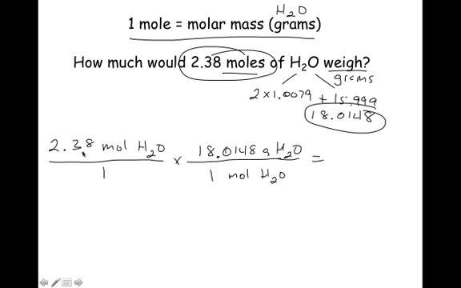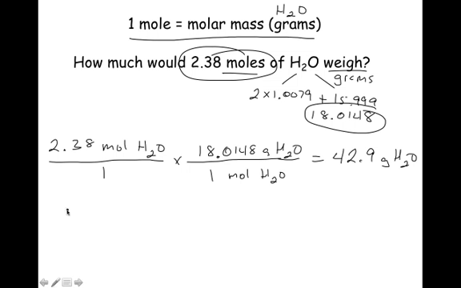All right, so punch this in your calculator, 2.38 times 18.0148, and you are going to get as an answer 42.9 grams of water. Again, using the starting 3 significant digits as your limiter, 3 significant digits in our answer.